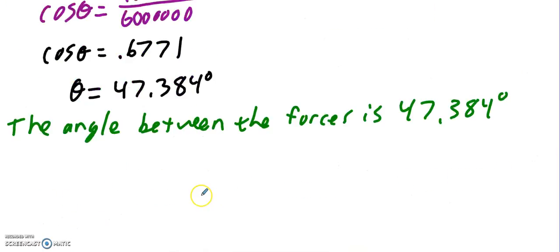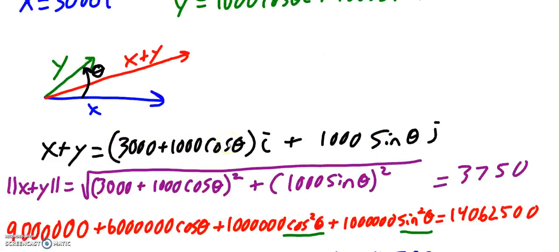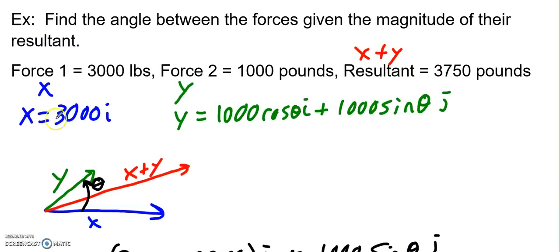All right, so I ended up with the angle between the forces is 47.384 degrees. How did I come up with that? So here's what I was talking about. Again, because I don't know where force 1 is located, I just know that force 1 and force 2 have a fixed relationship to each other. They don't have a fixed relationship in space.